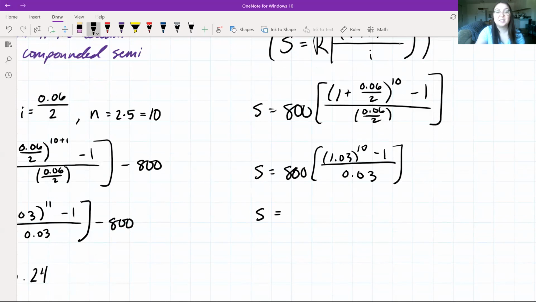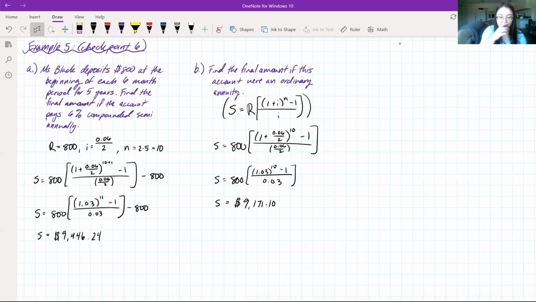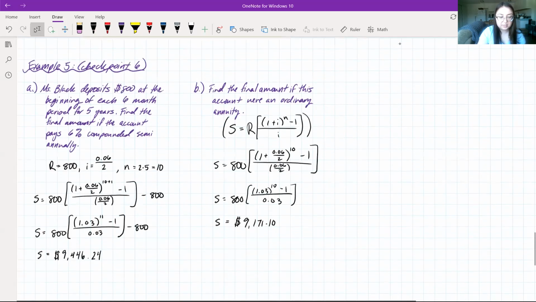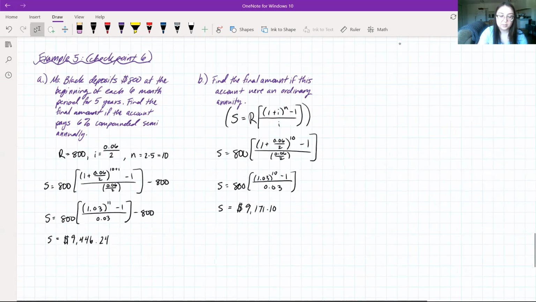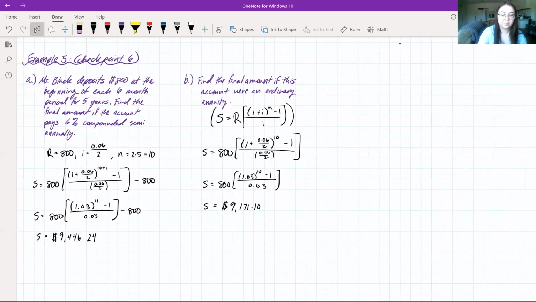I invite you to calculate this value on your own. If you do, you should end up with $9,171.10. So we see that in the case of an annuity due, where we're paying at the beginning of each period, we end up with a larger final amount than if we were paying at the end of each period. Those are just the slight differences there.